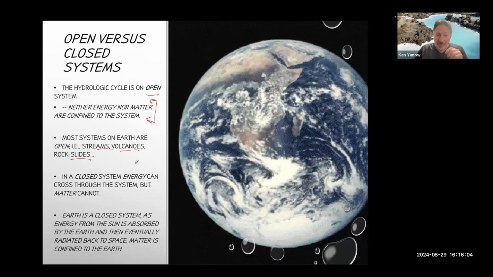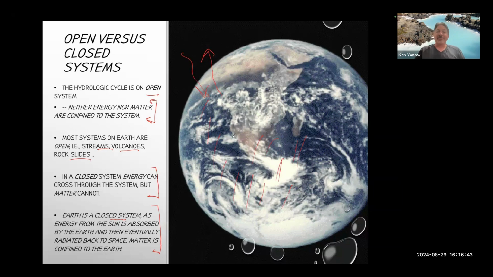In a closed system, energy can cross through the system, but matter itself cannot. So in a closed system, energy can cross through it, but matter cannot. Earth, by itself, as a singular entity, is a closed system because the matter itself is confined to the system, but solar radiation can come in and energy itself can escape. So energy in, energy out, but matter itself is confined to the Earth itself.